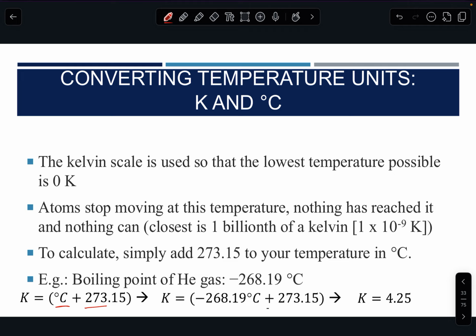So, for example, if you were trying to find the boiling point of helium gas, you would add 268.19, which is the degrees Celsius, to 273.15, and you end up getting 4.25 Kelvin for the boiling point of helium. Which makes sense, right? We exist higher than the boiling point of helium, and so that's why helium is a gas when we observe it in real life.